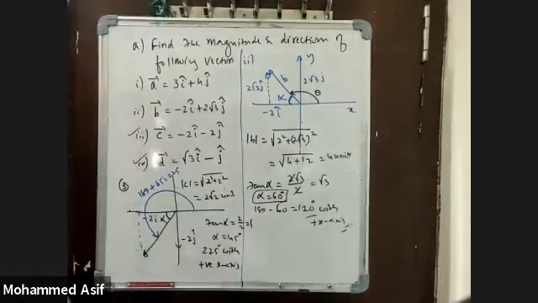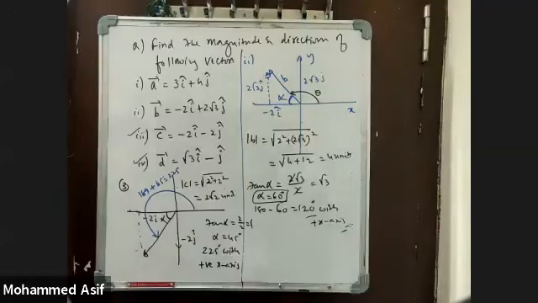Fourth one. The result, magnitude is 2. Angle is 330. 180 plus 30. Very good. Clear?